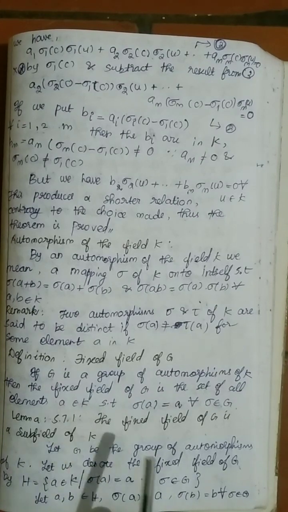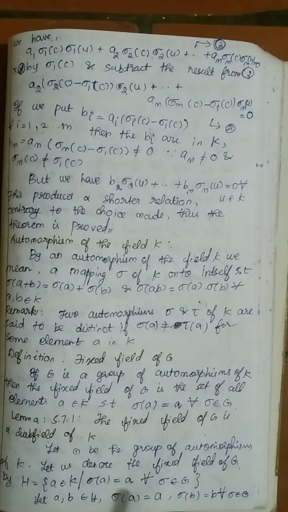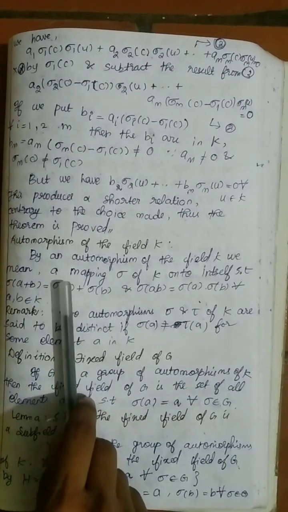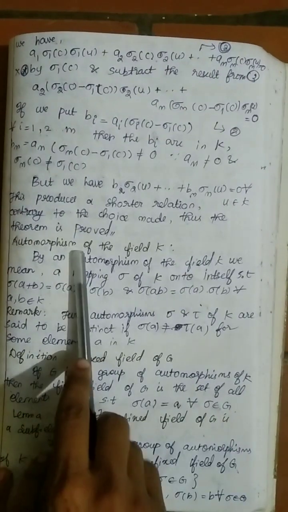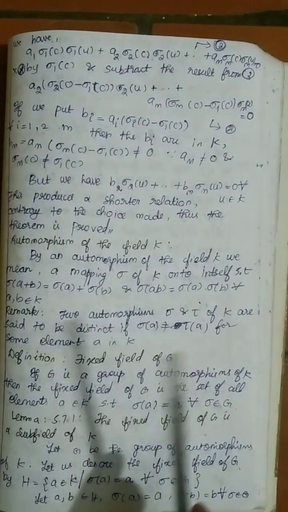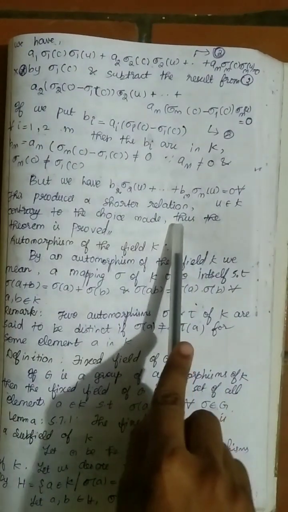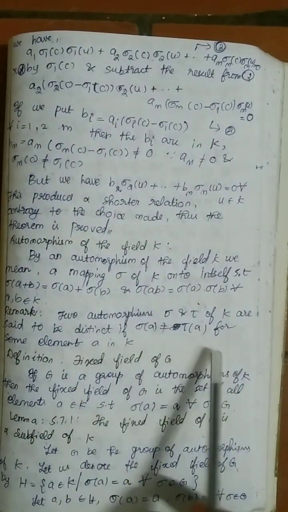Okay, in this video we are going to look into some definitions, and with the help of those definitions we are going to prove some lemma. Okay, first of all, what is the definition we are going to see is automorphism of the field K. I already defined this definition in the previous video for proving the theorem. Now I am restating it.